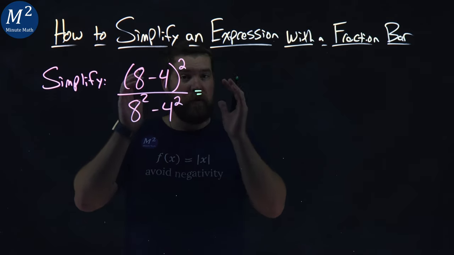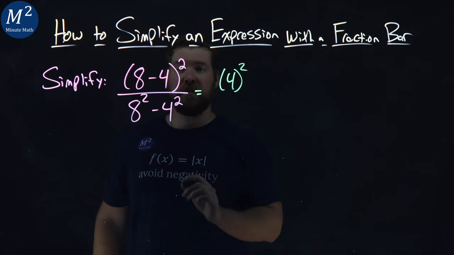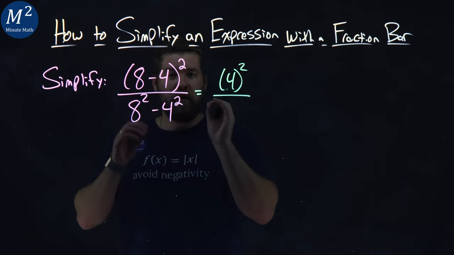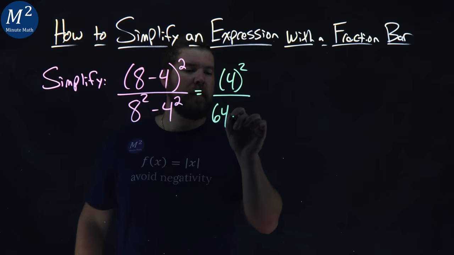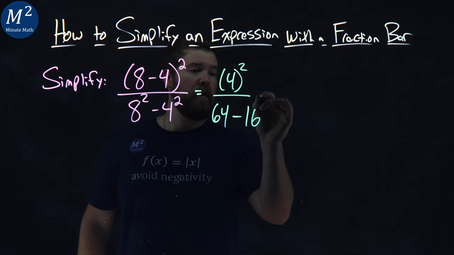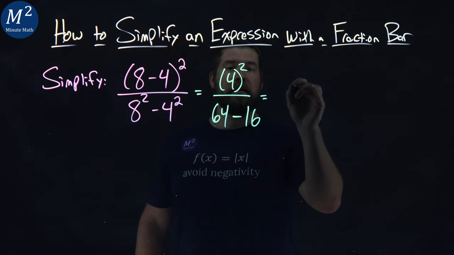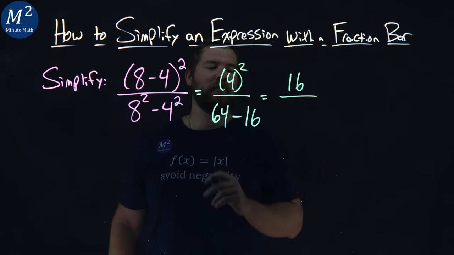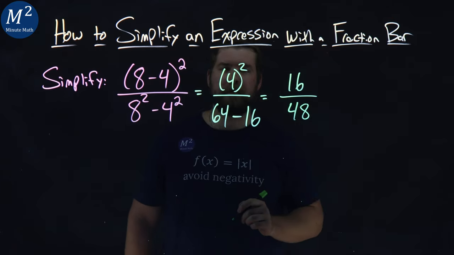8 minus 4 is in the parentheses first. 8 minus 4, excuse me, is a 4. And we're still squaring that. Now 8 squared minus 4 squared, our exponents come first here. So 8 squared is a 64 minus a 4 squared, which is a 16. From there, simplify the numerator. 4 squared is a 16. We just did that one, right? Over 64 minus a 16 is a 48.